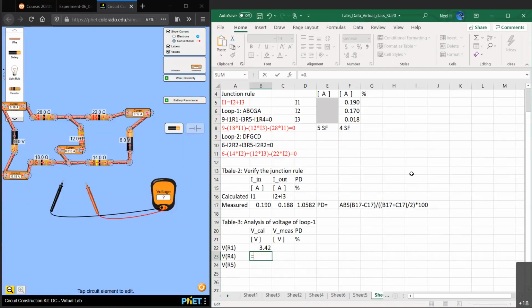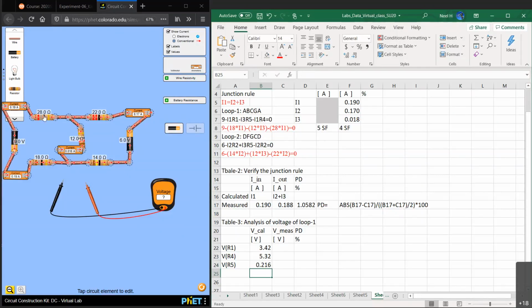0.19 times the value of R4, which is 28 ohms. So that's the voltage we're expecting there. And then R5. The current passing through R5 is 0.018, a very small current, 0.018 times R5, which is 12. So that's about 0.216. Okay, makes sense, everybody?